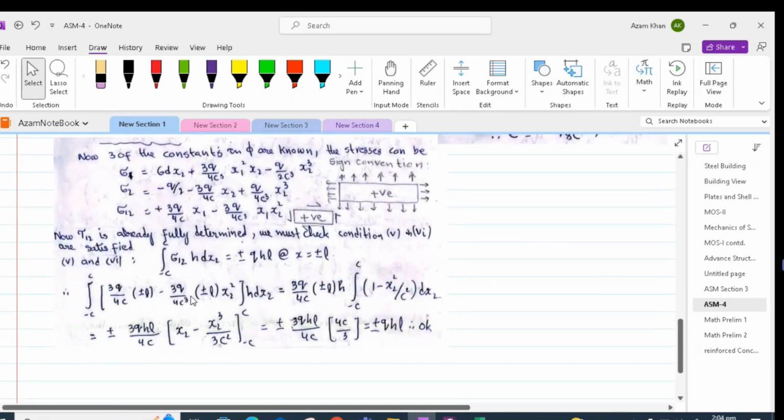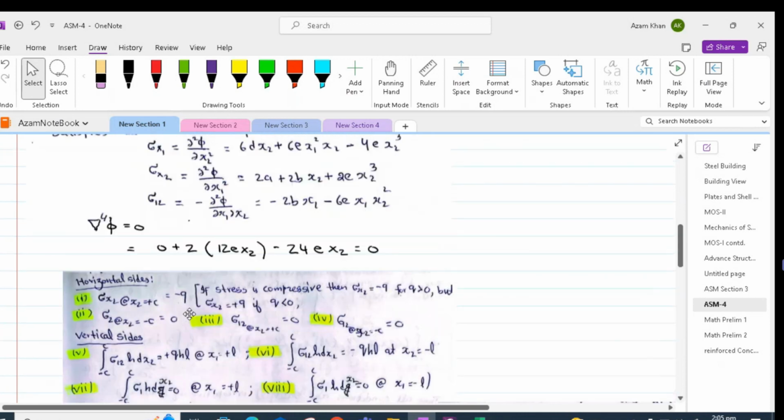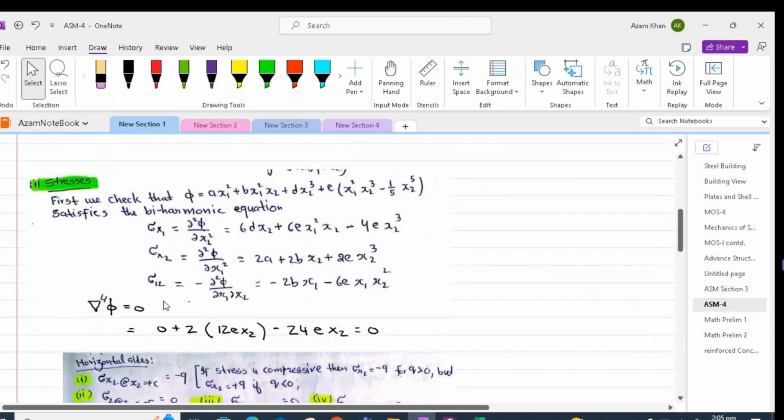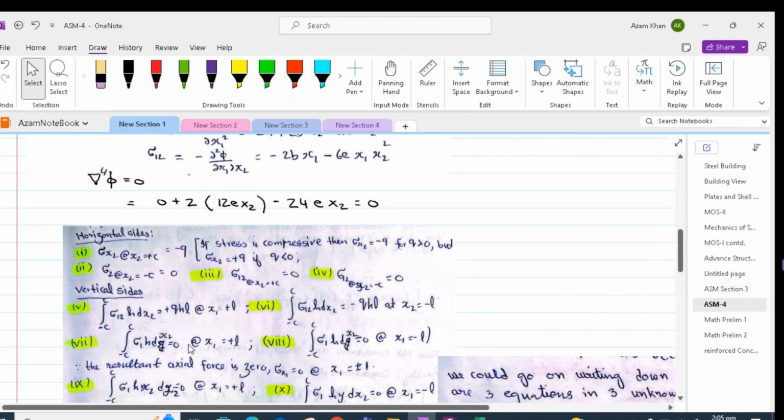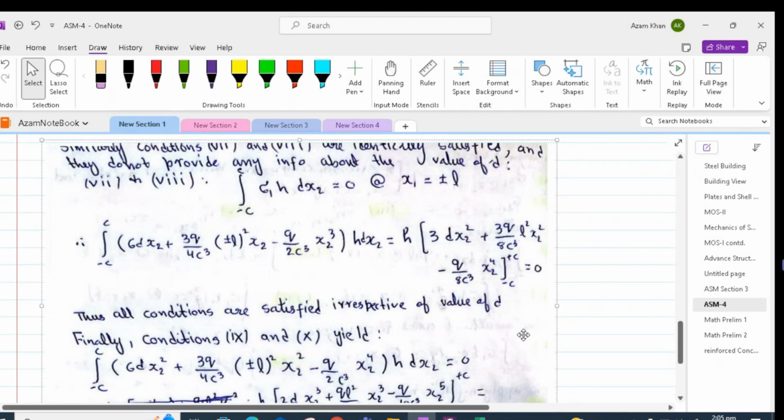So now let us check condition 5 and 6. We can plug in the value: sigma 12 h times dx2 is equal to plus minus qhl at x1 equal to plus minus L. Plugging the values, we get left hand side equal to right hand side. Thus sigma 12 satisfies the condition 5 and 6. In a similar manner, our condition 7 and 8 are also satisfied. So again, we can plug the values in condition 7 and 8 and make sure that we get left hand side equal to right hand side.